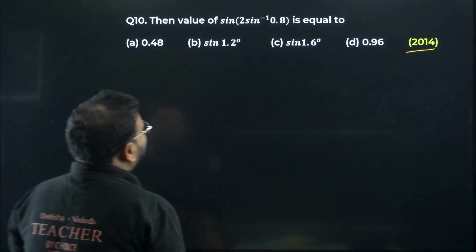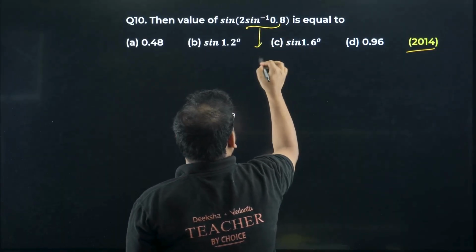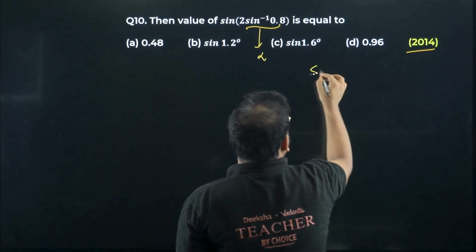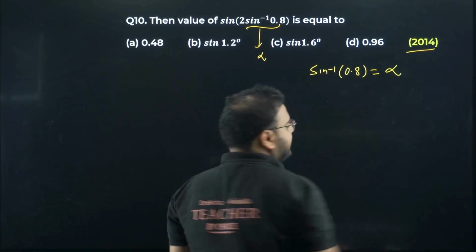Sine of 2 sine inverse of 0.8. Same thing we're going to do here. Take this as alpha. So I'm taking here sine inverse of 0.8 as alpha.